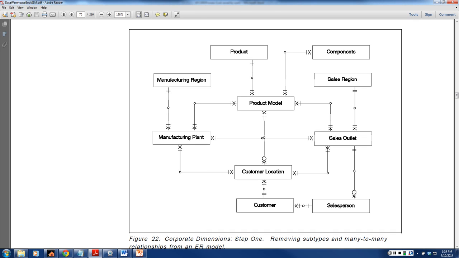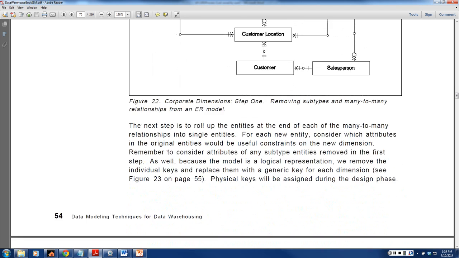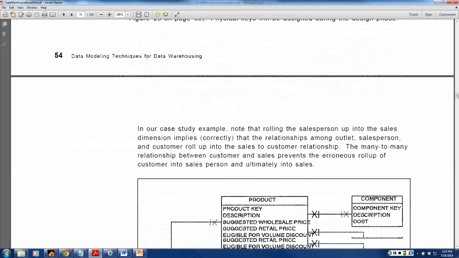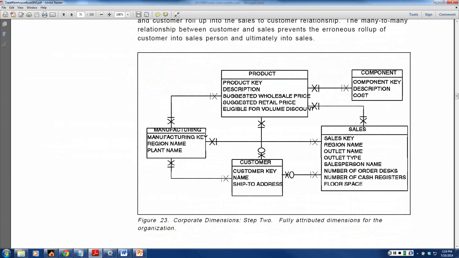For example, you see that here we have sales region, sales outlet, and salesperson. We probably can combine all these three under the sales dimension. Then we have some information of manufacturing, region, and plant. We can combine them also. Customer location, customer can be also combined. So by doing that, we can come up with a very basic set of dimensions and fact.